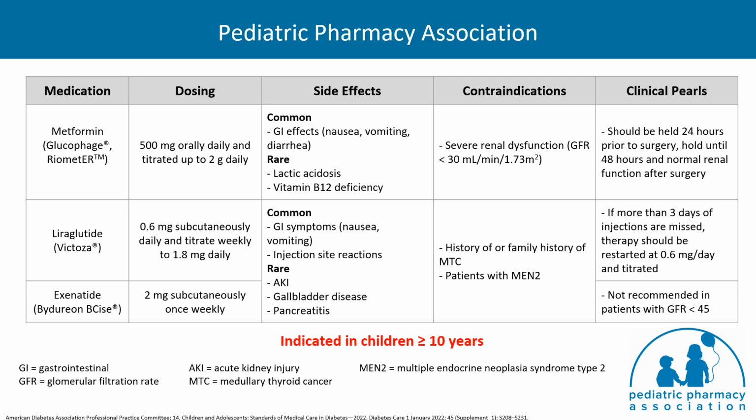Additionally, some clinical pearls for these agents are that with liraglutide, we really want to make sure that the patient's consistent with use, because if they miss more than 3 days of the injection, they have to restart at the base dose of 0.6 milligrams daily. And then for exenatide, we worry about patients with renal dysfunction, as it's not recommended to be used in patients with a GFR of less than 45.